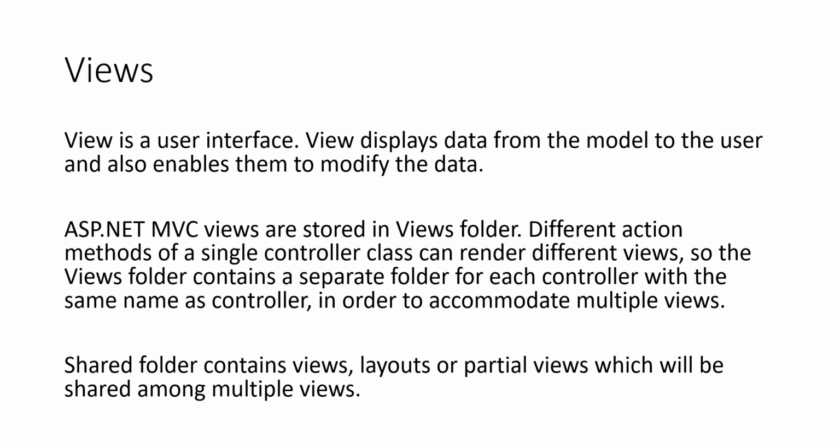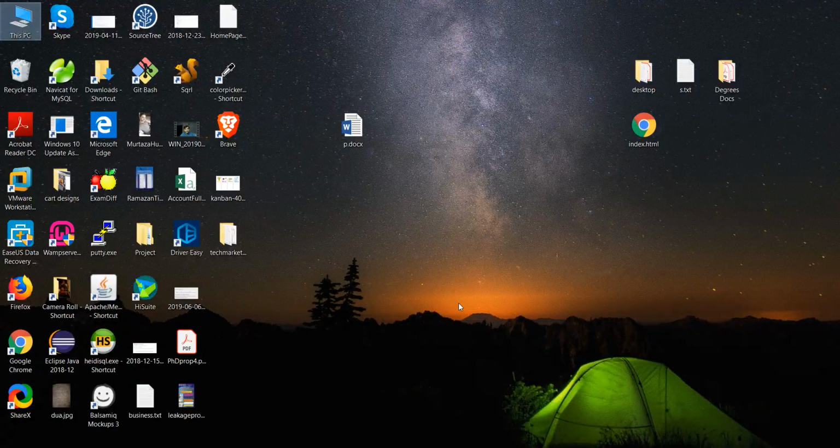ASP.NET MVC views are stored in the Views folder. Different action methods for a single controller class can render different views. So the Views folder contains a separate folder for each controller, with the same name as the controller. In order to accommodate multiple views, the Shared folder contains views, layouts, or partial views which will be shared among multiple views. So let's see what I have said.